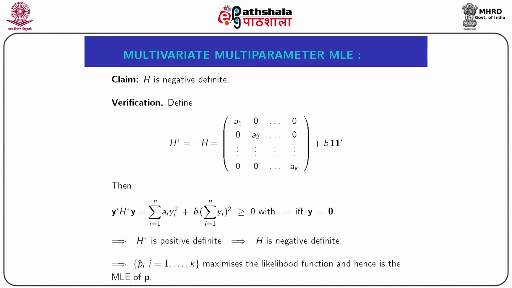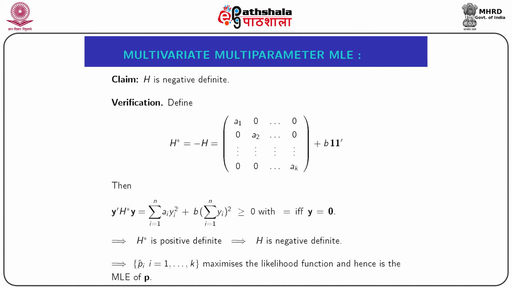This ensures that the quadratic form y curl prime H star y curl is a PD quadratic form, and as a result the associated matrix H star is a PD matrix. Since H star equals minus H, this ensures that H is a negative definite matrix.